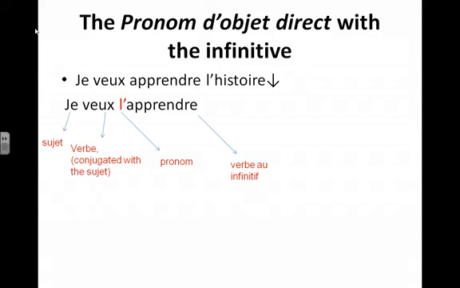So same thing in English. You have I want, I the subject, want the first verb. To learn is the other verb, and that will be in the infinitive because it's to learn. In French, it will be je veux l'apprendre. So this type of rule is very similar to the English rule. That's why it shouldn't be too hard for you, as long as you memorize what the pronoms d'objet direct are.